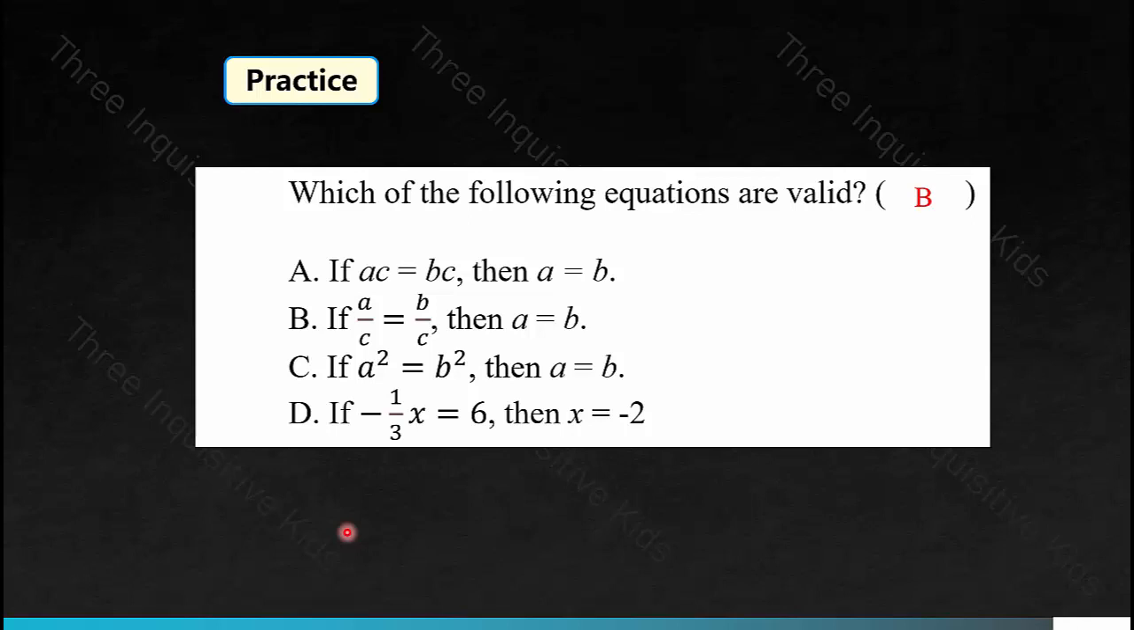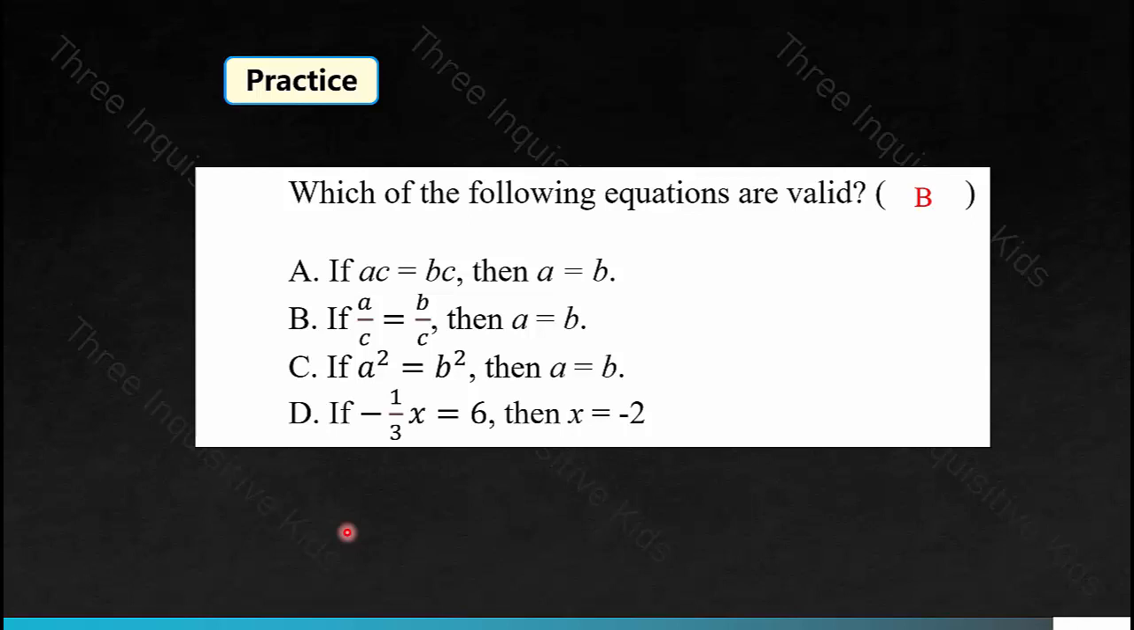Let's look at each of these options. If AC is equal to BC, then A is equal to B. We don't exactly know if A is equal to B because what if C was 0? You have to really say that under the circumstance that C is not equal to 0, then A is equal to B. Let's look at why option C is not the answer either.